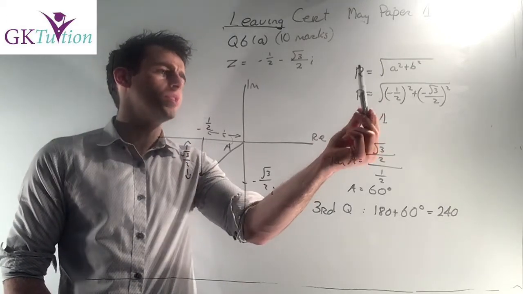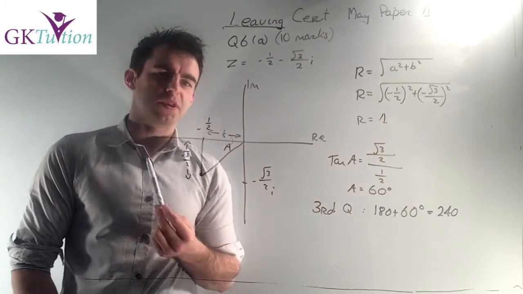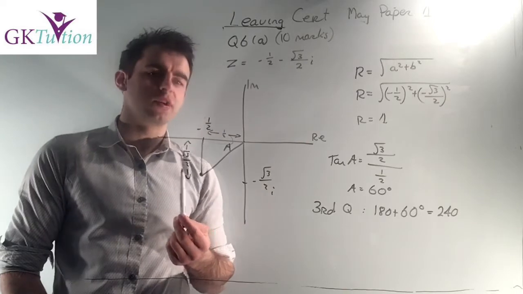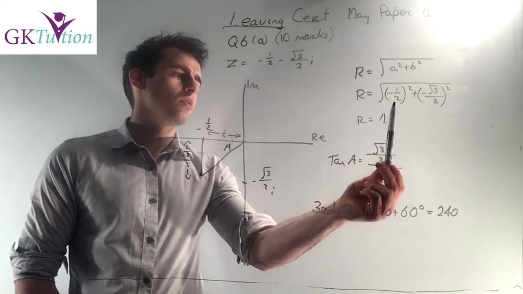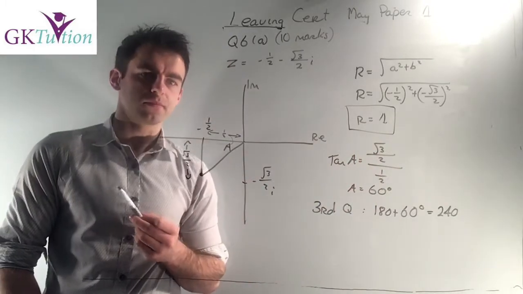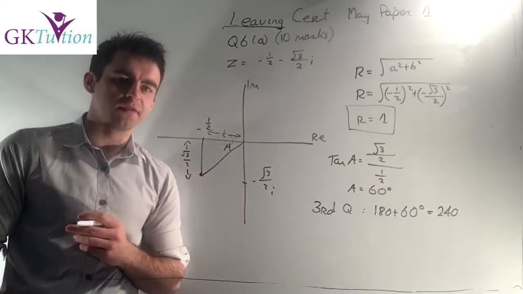r stands for the modulus, and the modulus is calculated as the square root of a squared plus b squared. In this case, my a is minus a half and my b is minus root 3 over 2. So if I get the square root of a squared plus b squared, my modulus in this case works out as 1. In order to get your argument, your theta, you have to draw yourself a diagram.